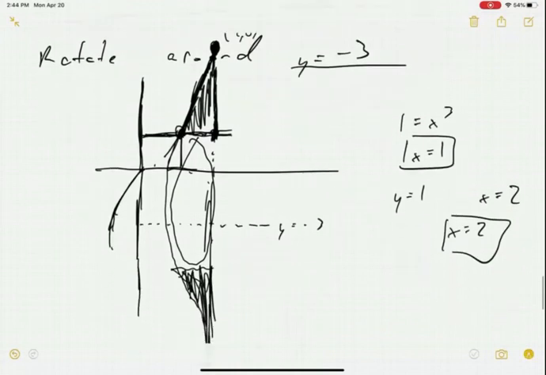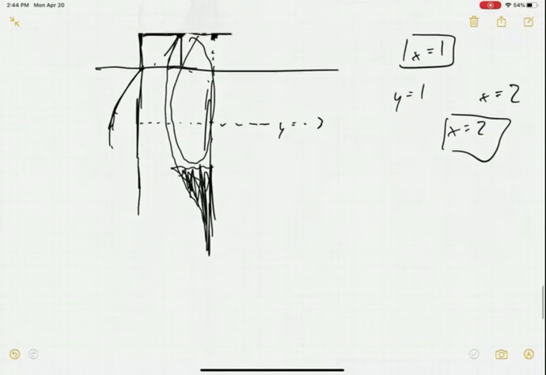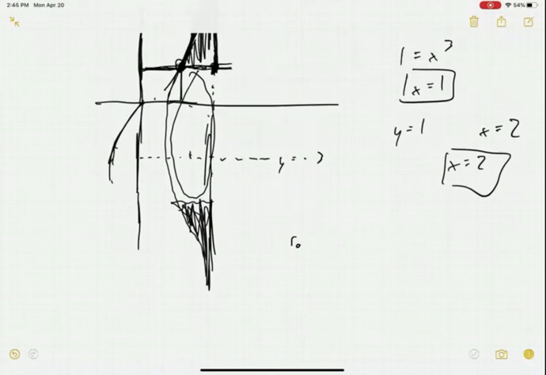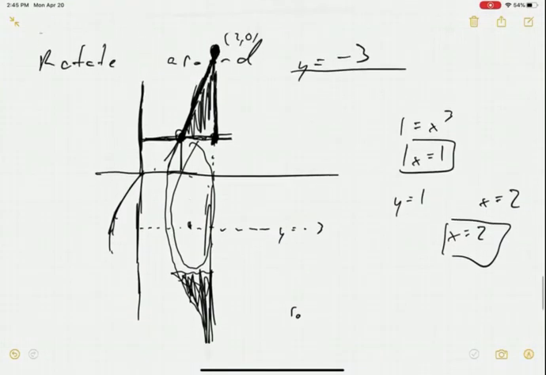Now I need to figure out my outer radius and inner radius. For the outer radius, again, I'm measuring from the line I'm rotating around, which in this case is y equals -3. Let's go back up to our original region. The outer radius would be the distance from here to this top curve. So what is that radius? It would be the y coordinate of this curve.